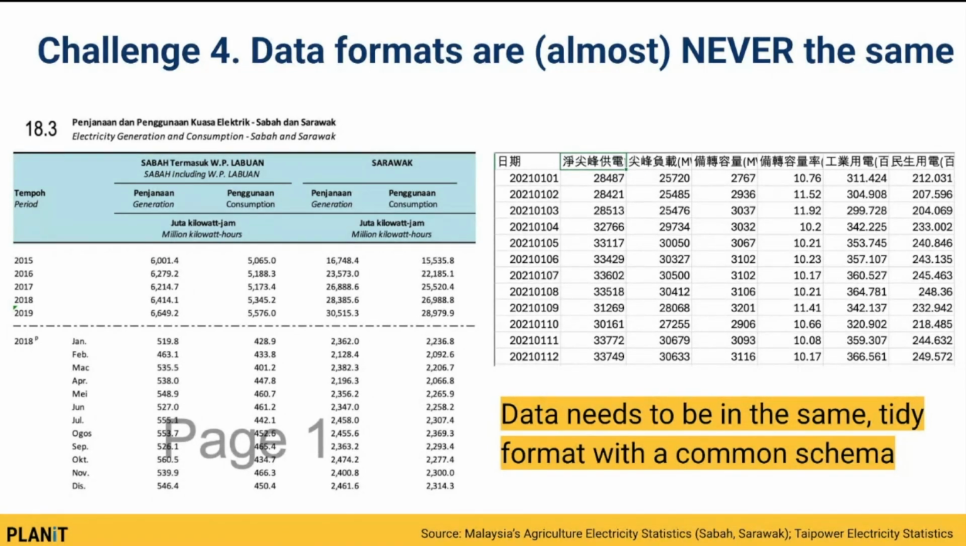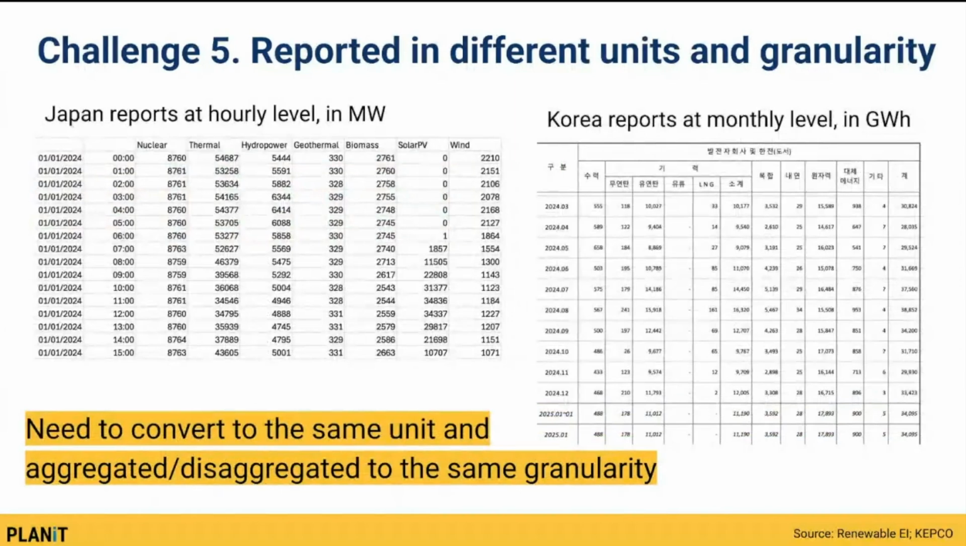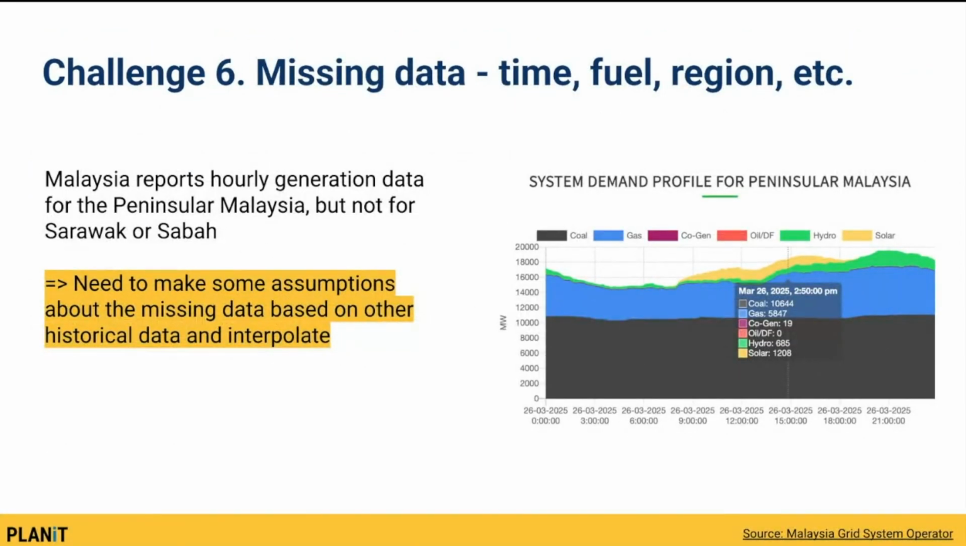And more often than not, sources will report different units. Sources will report data using different units and at different granularity. Granularity means whether it's monthly, yearly, or hourly. So the more granular you get, the more information you have. So on top of changing the data structure, we have to ensure that the data at hand have the same granularity using the same unit.